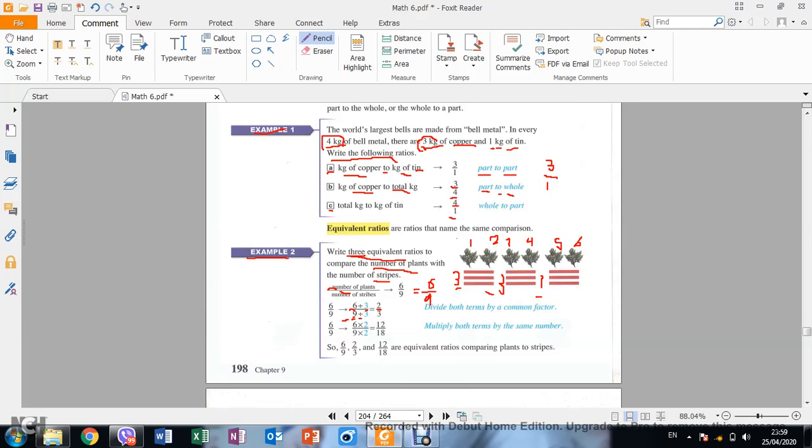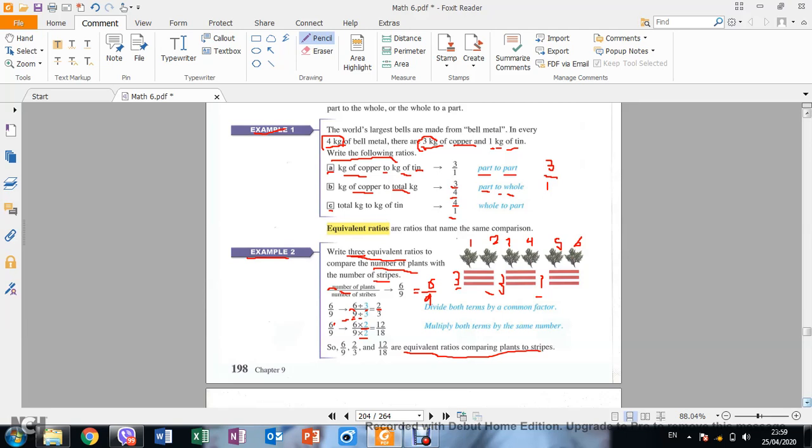We multiply both numbers by 2, for example. The numerator by 2 and the denominator by 2. 6 multiplied by 2 equals 12, and 9 multiplied by 2 equals 18. So 6/9 is 2/3, and 12/18 are equivalent ratios comparing plants to strips.